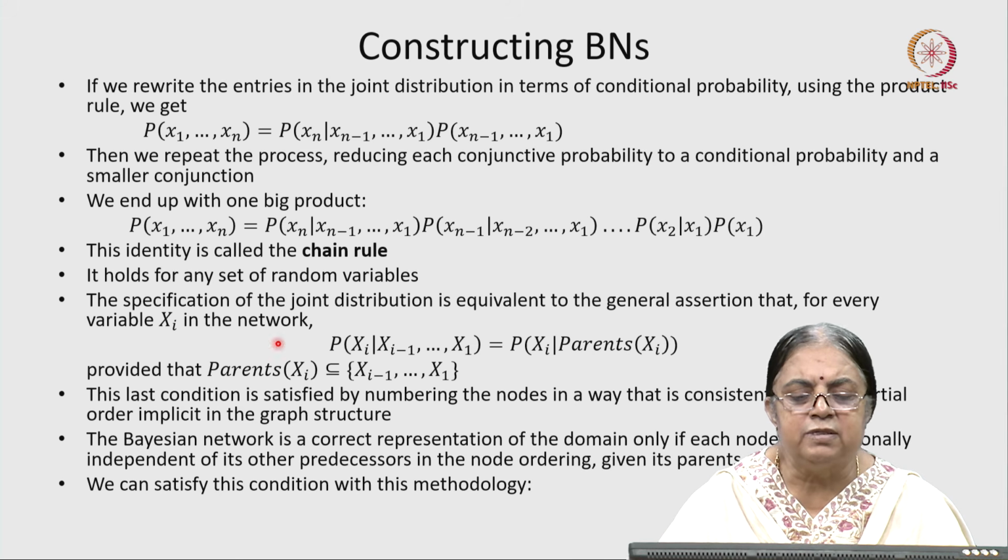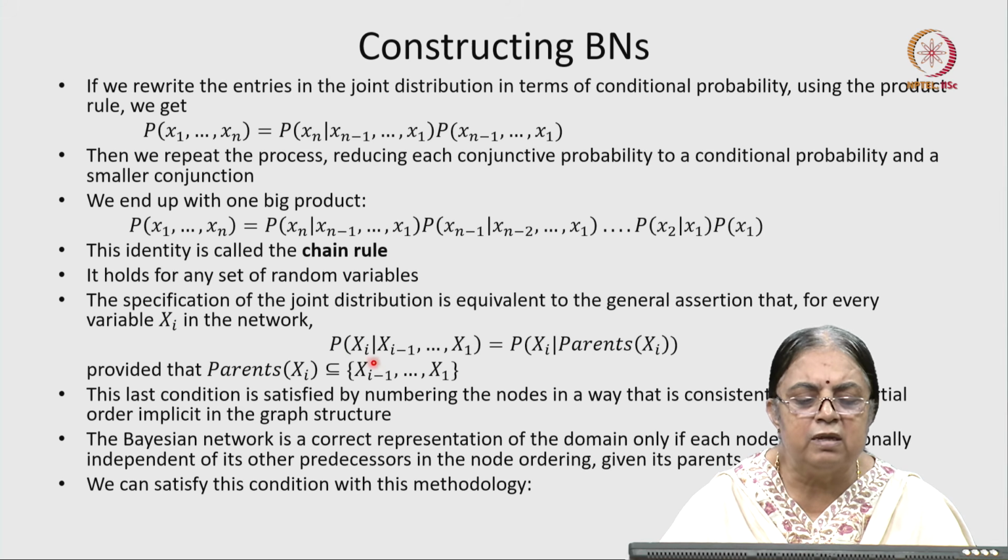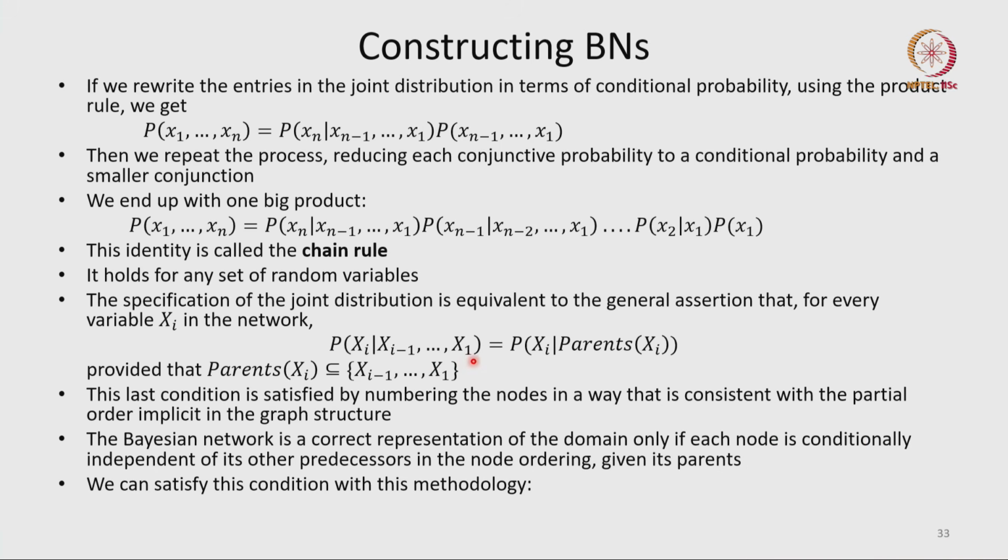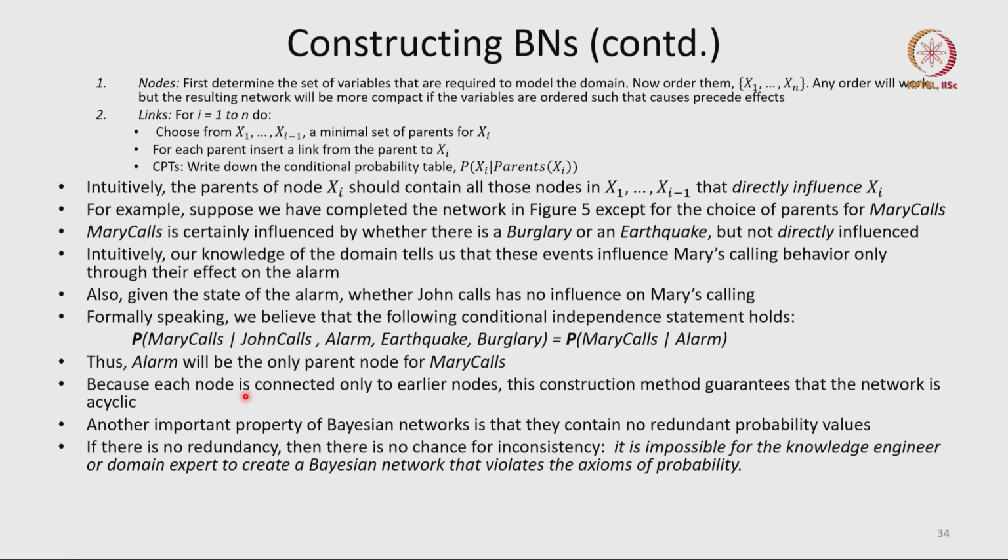What we can do is, this is equivalent to the assertion that P of xi given xi minus 1 up to x1 is equal to probability of xi given parents of xi. So what you need to do is what is given here.